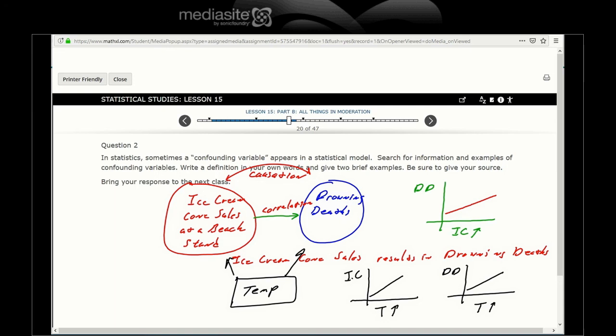So to reduce drowning deaths, reduce sales of ice cream cones. But that's because there was a third confounding variable, temperature, that was really the driving factor. And we take care of that by trying to control all variables that may affect an analysis.